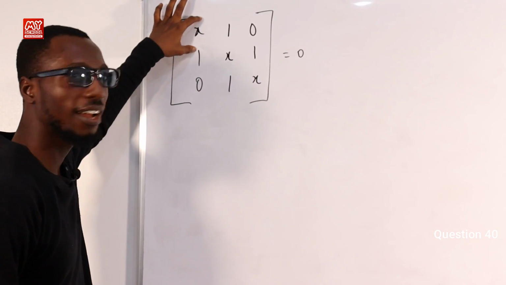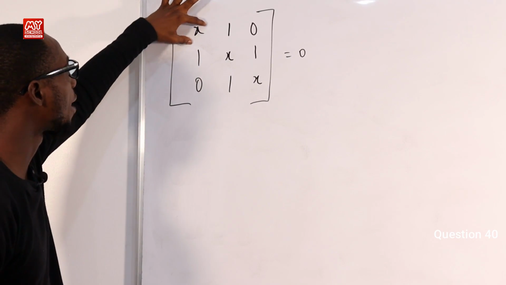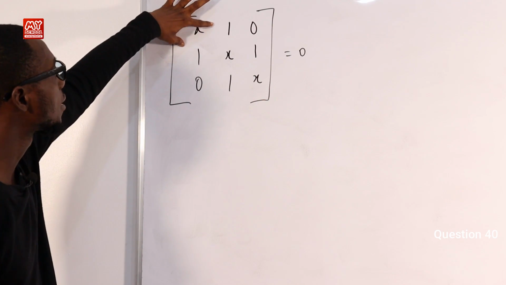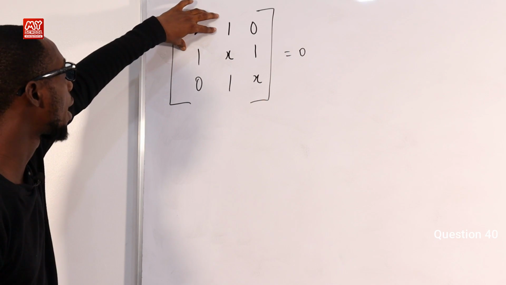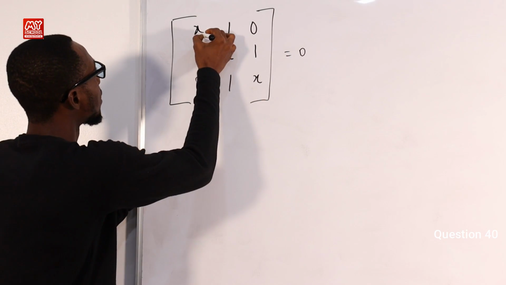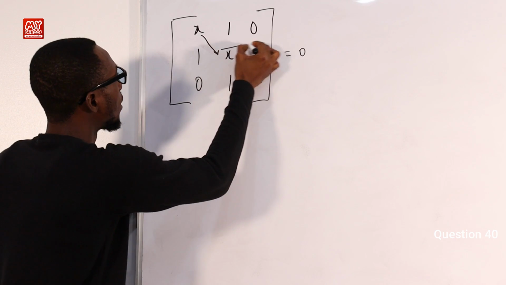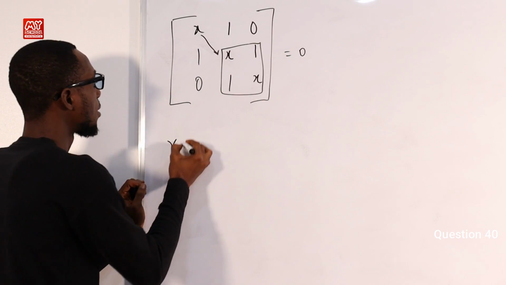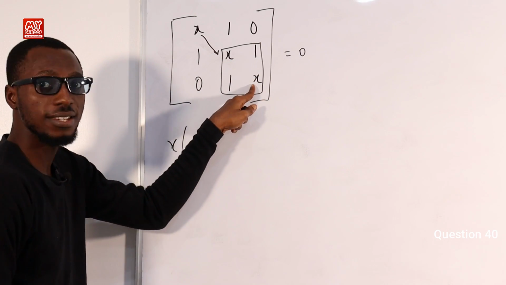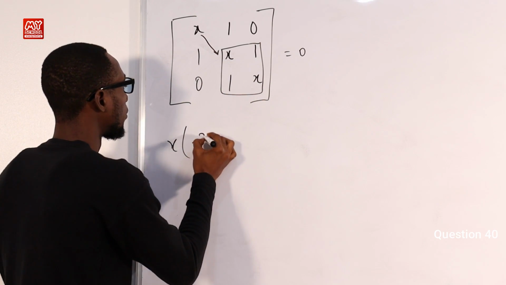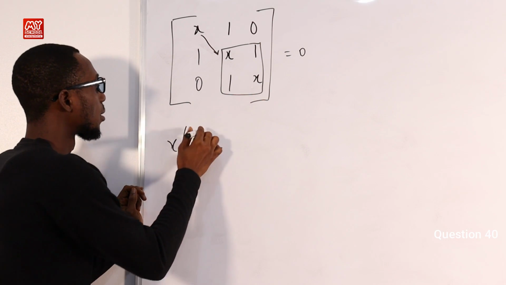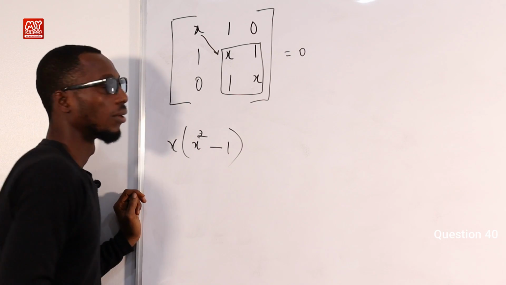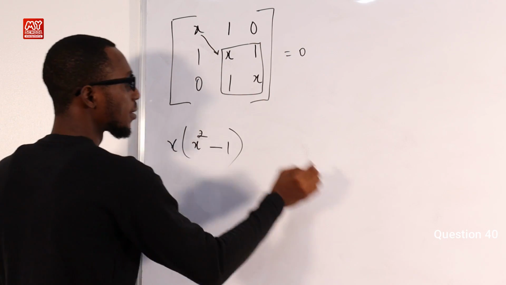So whatever we have under the first row and the first column will not be used. So this is what we are looking at. We have x times x, we have x squared, minus 1 times 1, we have 1. Very well, so we are done with this.